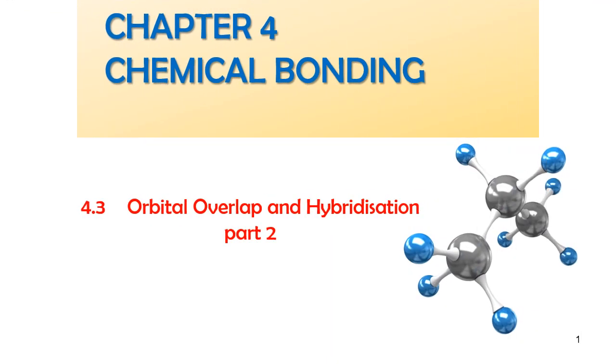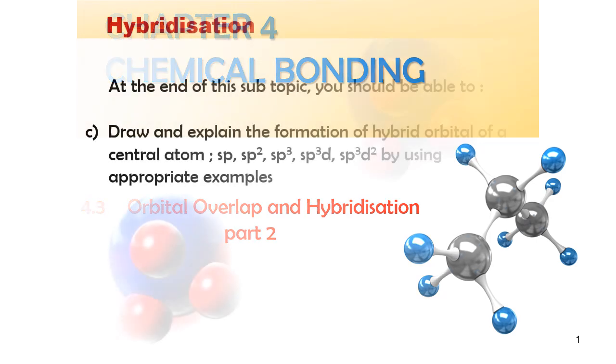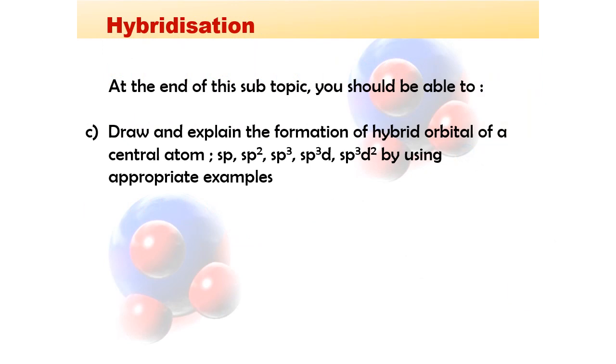This is part 2 for orbital overlap and hybridization. At the end of the lesson, you should be able to draw and explain the formation of hybrid orbital for the central atom, and there are sp, sp2, sp3, sp3d, sp3d2 of hybrid orbital, and you will learn a few appropriate examples.